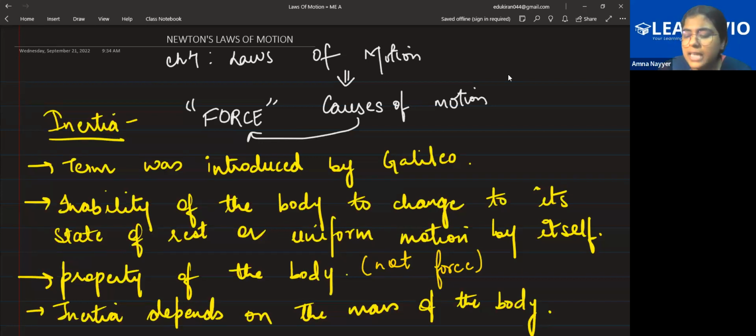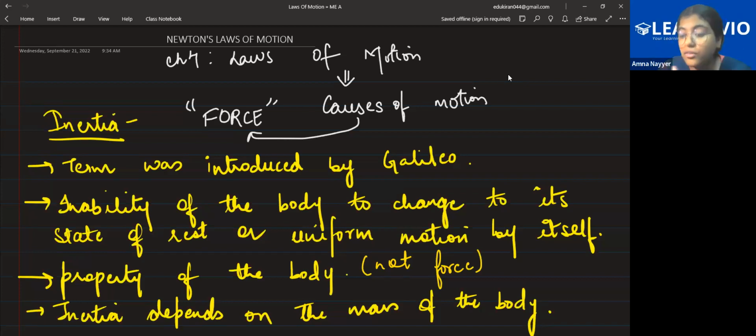In the first example, one ball was kept on the ground and it always stayed at that position. In the second case, a ball was moving down an inclined plane and it always moved through that incline. In the third case, the ball was moving in a circle and it continued to move in a circle. Now, this property, not the force, pay attention class.